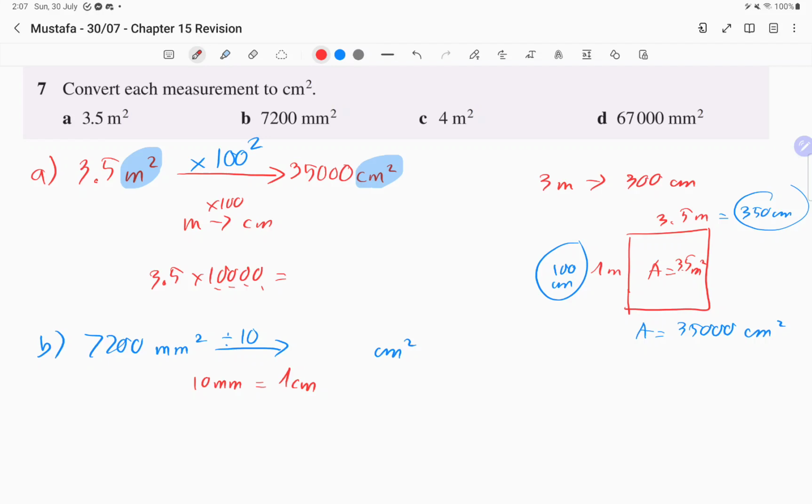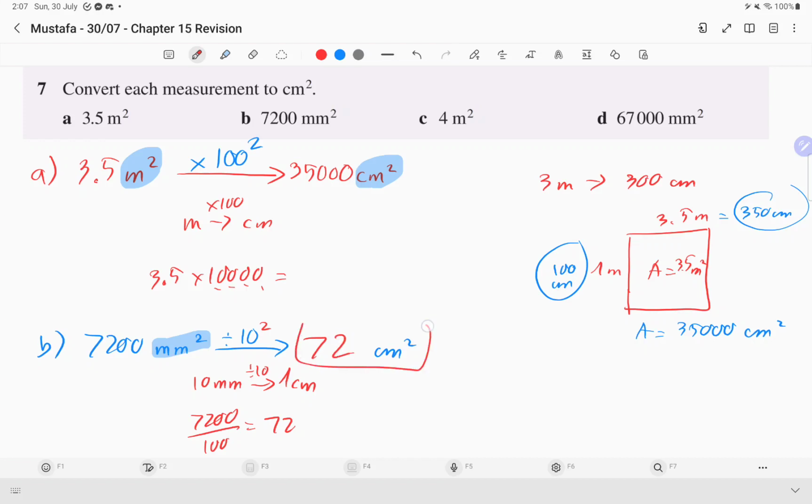If you want to get the ratio, you can just write the equivalent, and from 10 to 1, you divide by 10. But again, we're dealing with squared, so you also have to square the ratio. So the answer would be 7,200 divided by 10 squared, which is 100, and that would be 72. So that'll be 72 centimeters squared. Make sense?